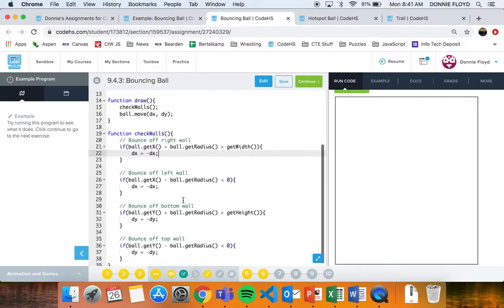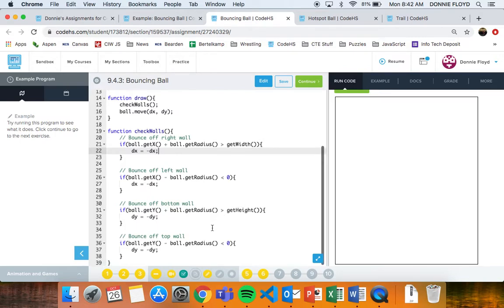Well, same thing if we bounce off the left wall. So let's say we bounce here and we come back and hit here. Then now the left side of the ball, so ball.getX minus the radius, if it is less than 0, that means we have hit this side of the screen. And again, now we're taking the negative 4, multiplying it by a negative, which makes it positive. So now we're going back in a positive direction.